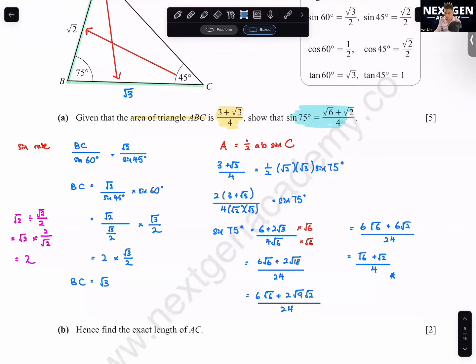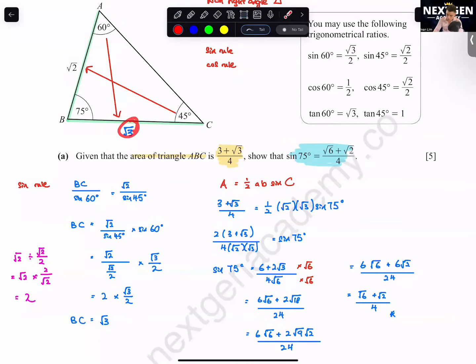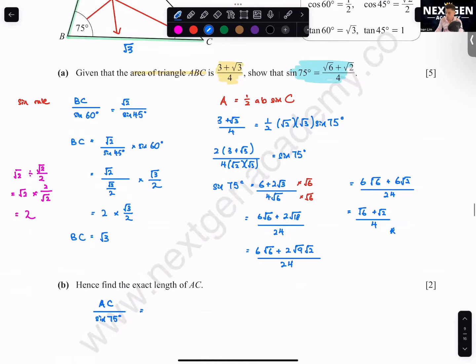Now they say find the exact length of AC. How do we find the exact length of AC? I say always write more if you are unsure. We have sin 75, so we can use the sine rule. I will use the sine rule over the cosine rule, though I think you can also find this one with the cosine rule. So we will use the sine rule, which is AC over sin 75 degrees equals √2 over sin 45 degrees.